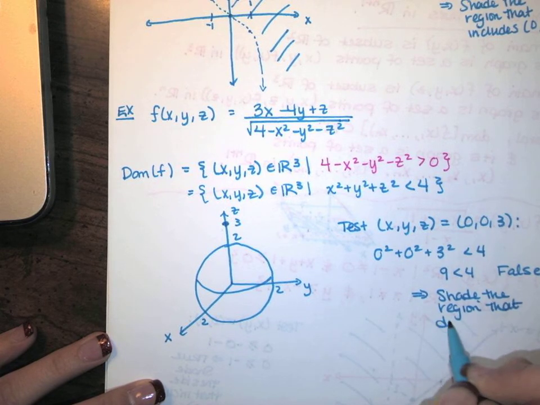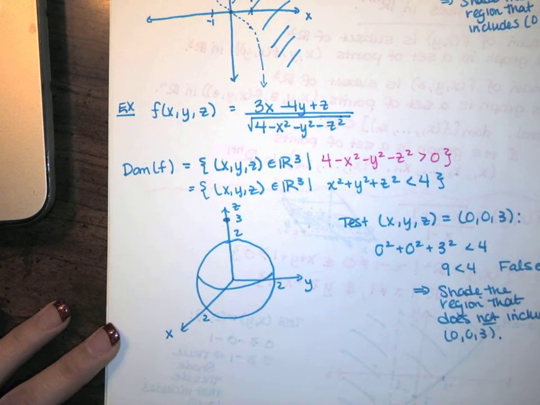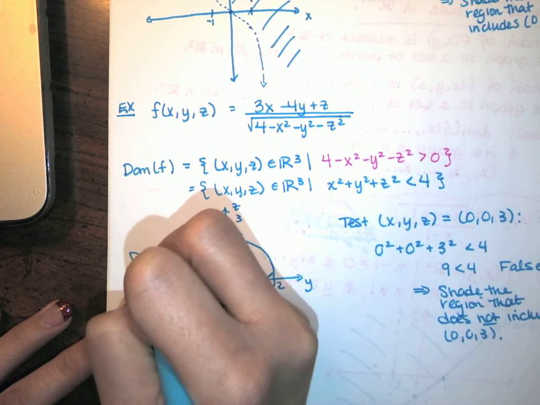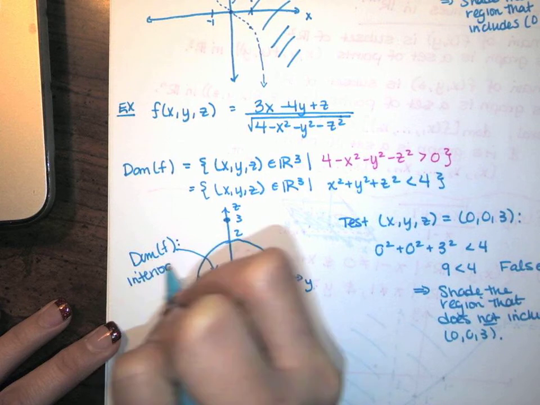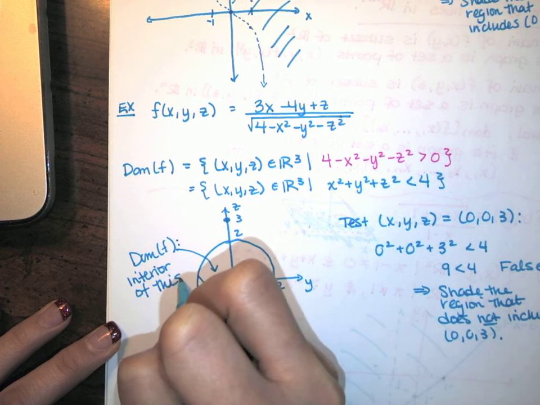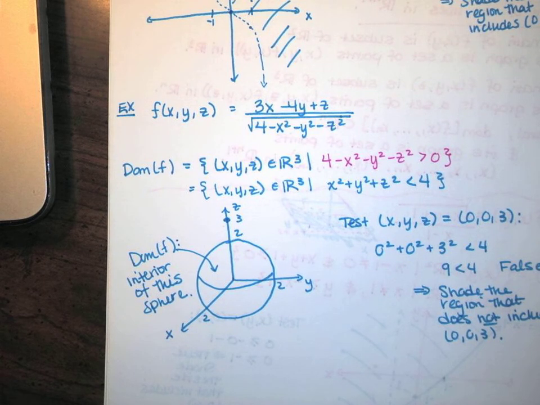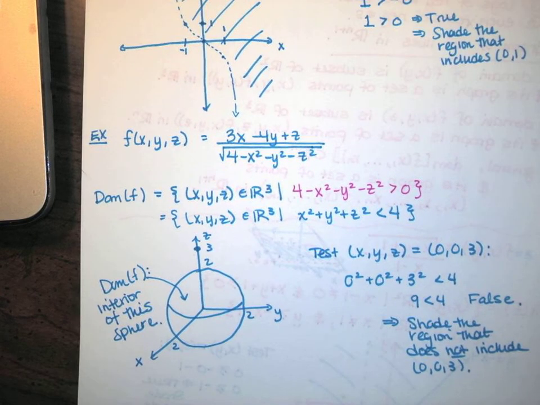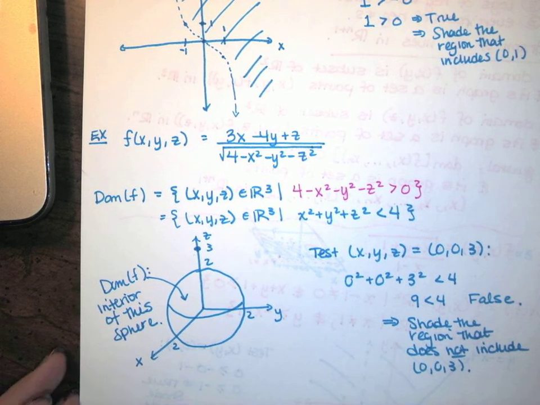So we want to shade the region that does not include the point 0, 0, 3. So that means we want to shade inside. So the domain of F is the interior of the sphere. Not the boundary of the sphere, not the surface itself, but everything inside. It's like a ball, and it does not include the boundary. Okay, now notice I had a function of 3 variables, so my domain was a subset of 3-dimensional space.